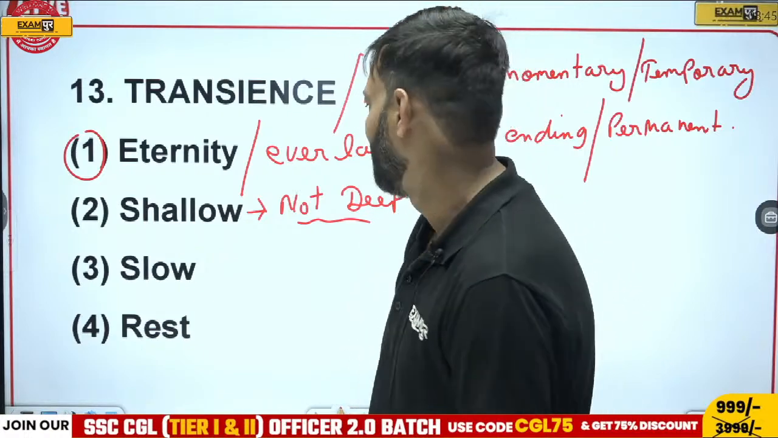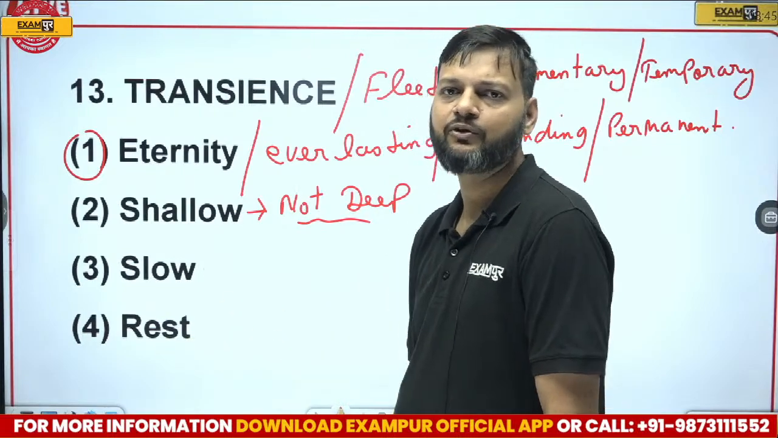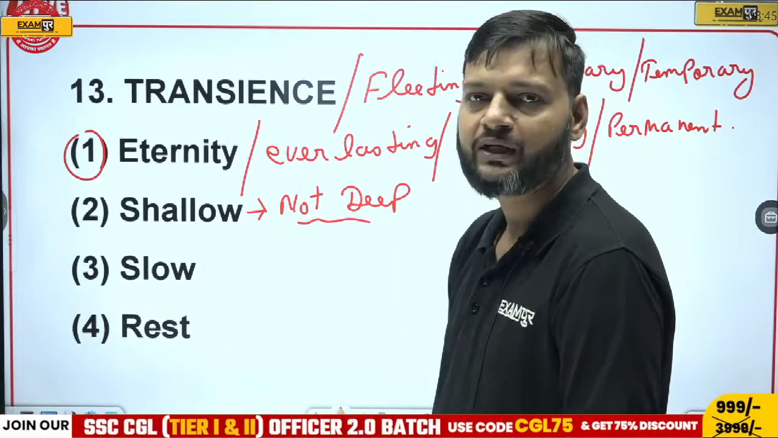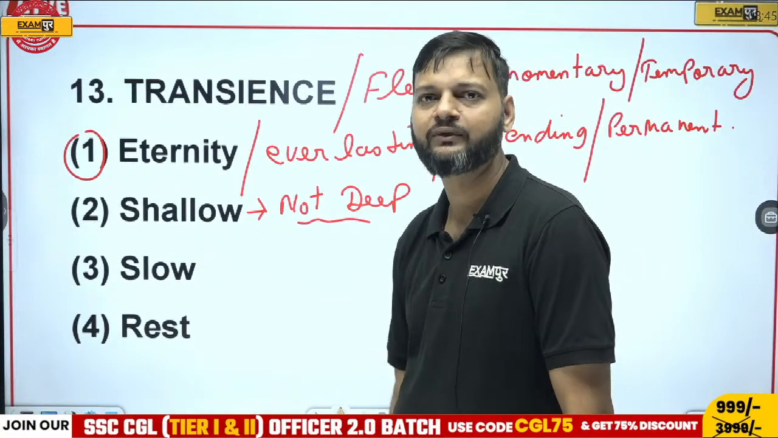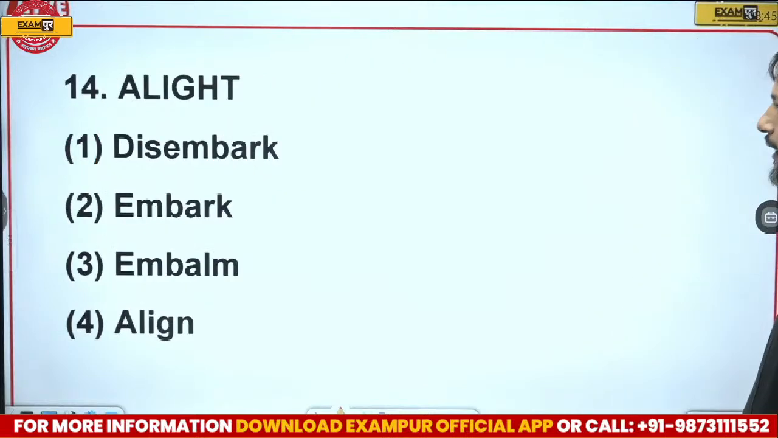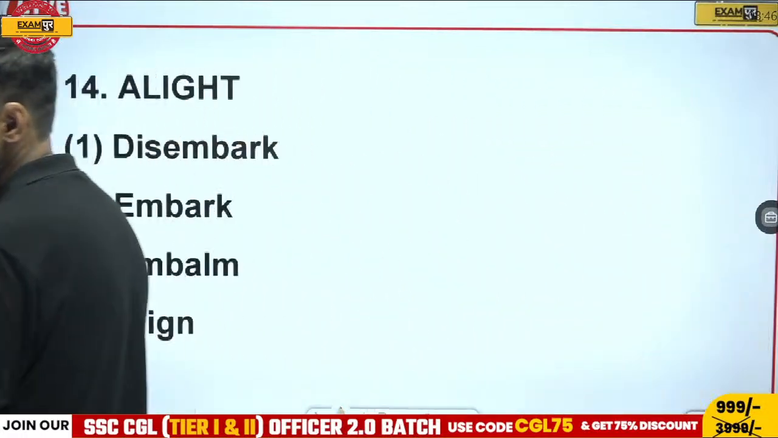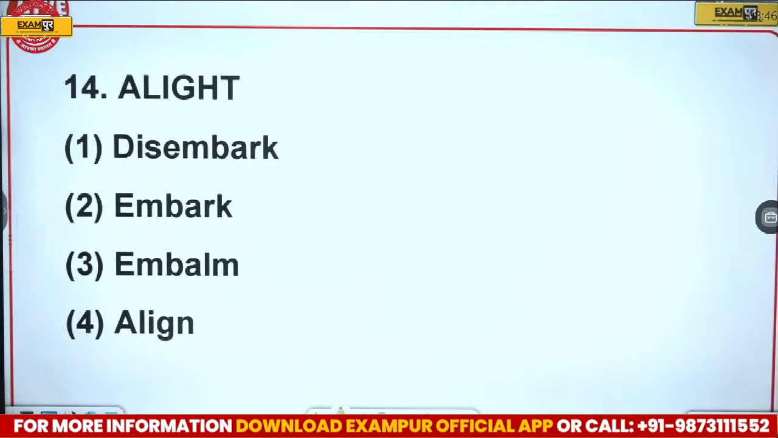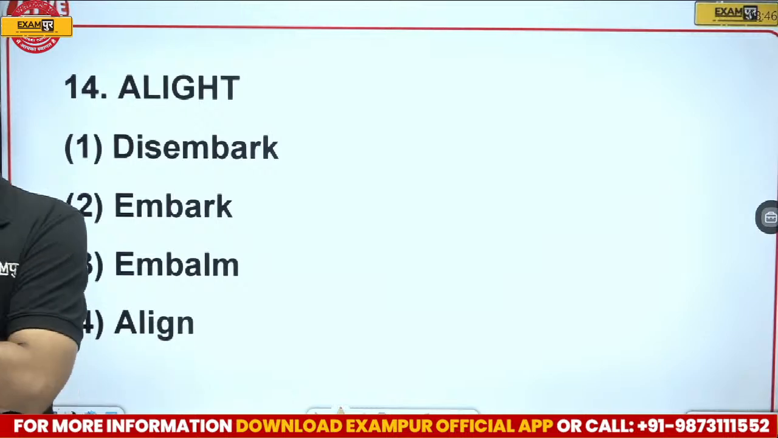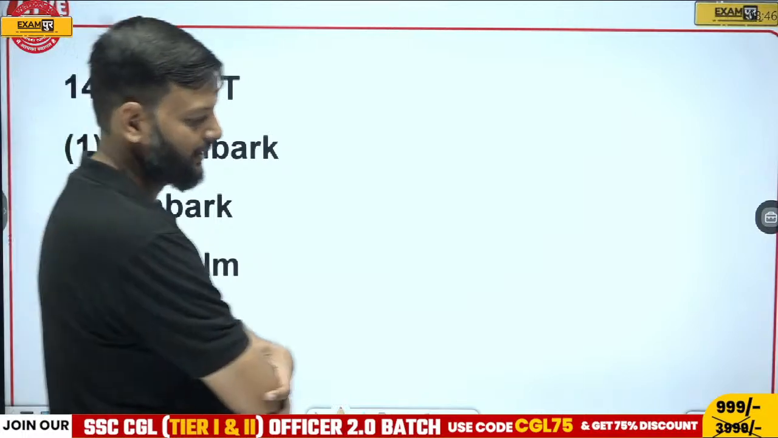So slow, you must know the meaning of slow, and rest, very usable words. I do not think that I need to tell the meaning of these two words. Slow is slow, and rest is to rest. Now the next word is alight. And let me tell you, alight has nothing to do with the word light. Now you have to tell the meaning of the word alight.